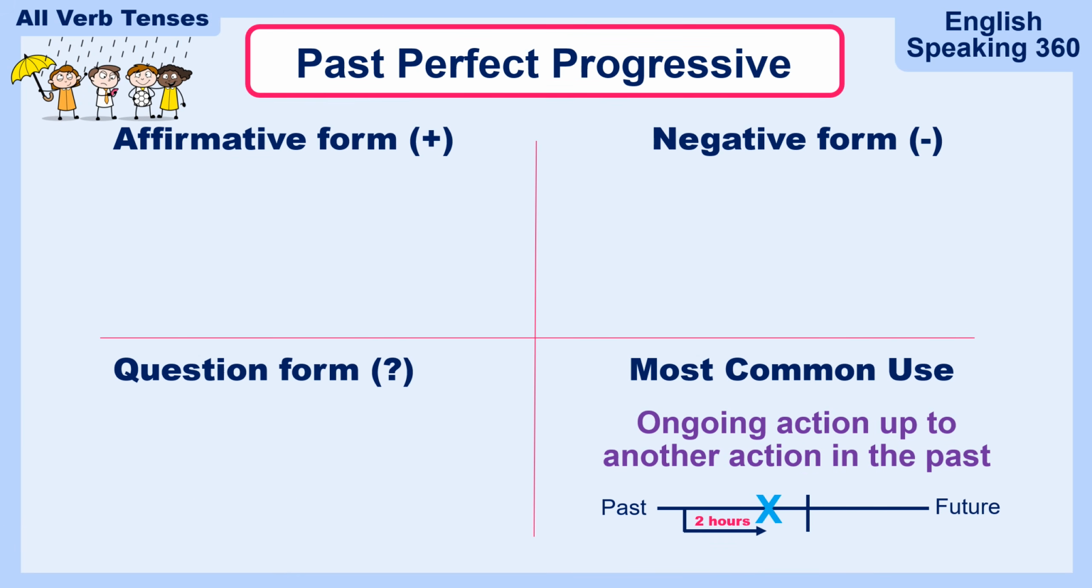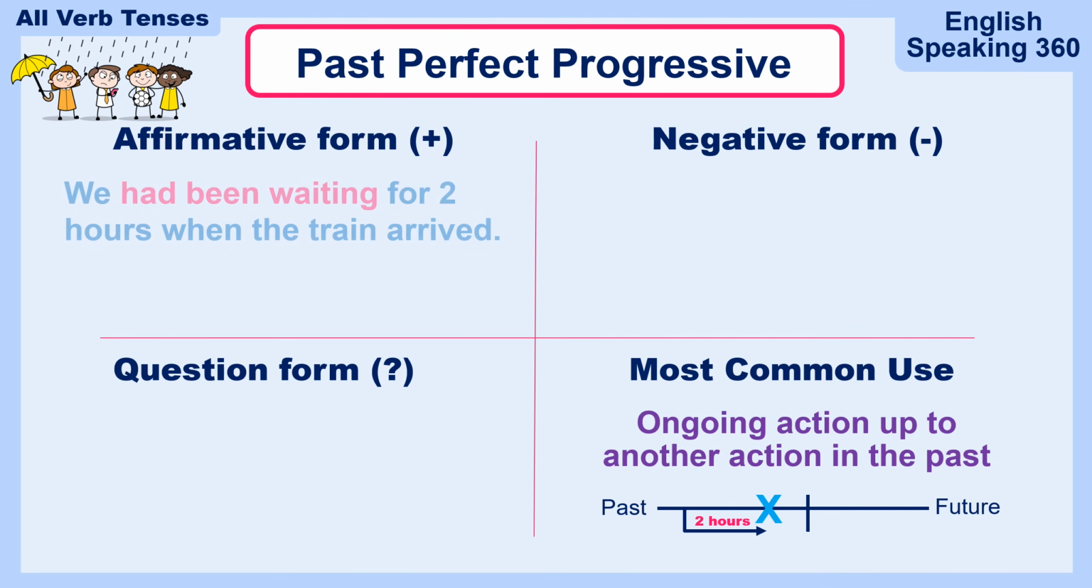Let's move on to the past perfect progressive. Now it's becoming a lot more difficult. The past perfect progressive is used for an ongoing action up to another action in the past, and the focus is on the duration. Here's an example. We had been waiting for 2 hours when the train arrived. We had been waiting. So it was an ongoing action because of ing. For 2 hours, the focus is on the duration. And then the train arrived. But the waiting kept going all the way until the train arrived.